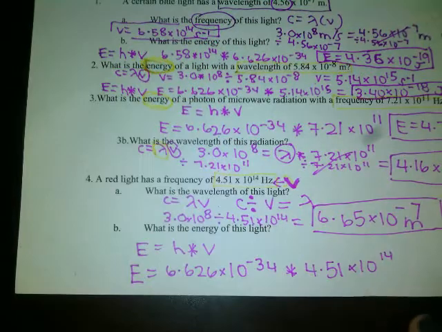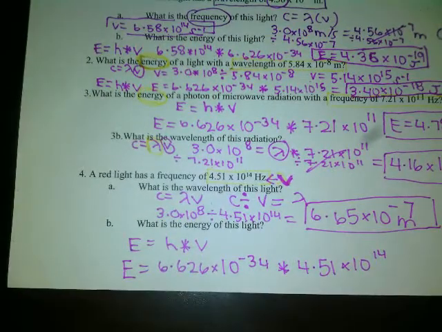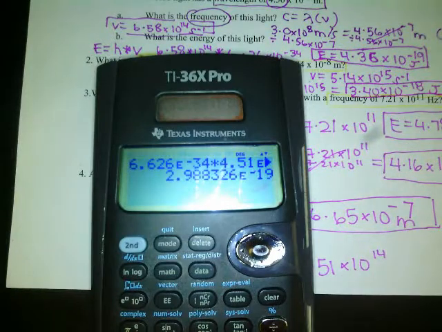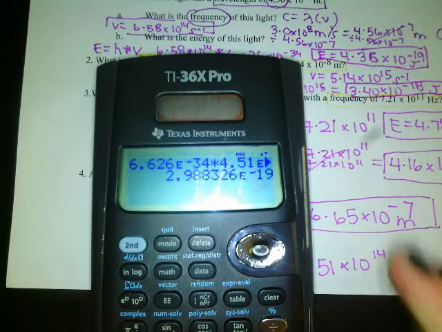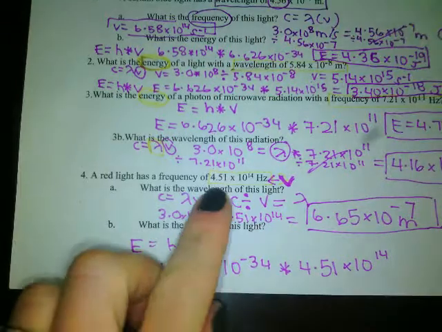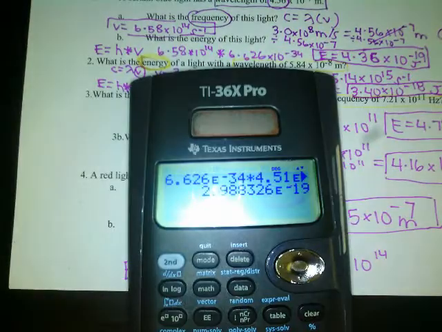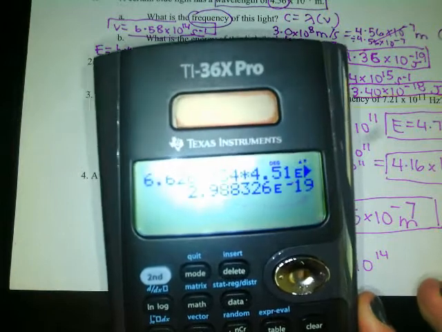Alright, here is what I got. It is 2.988, so if I'm doing sig figs, I am working off of 3, so it would be 2.99 times 10 to the negative 19th power, and my unit is joules.